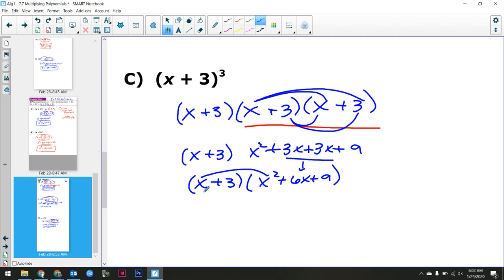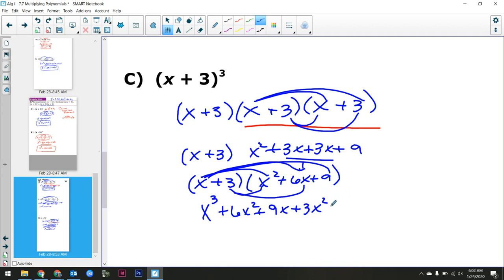And now I've got to do another problem. I've got to distribute this in. X times x squared is x to the third. X times 6x is 6x squared. X times 9 is 9x. And now I do it with a 3. 3 times x squared is 3x squared. 3 times 6x is 18x. 3 times 9 is 27.